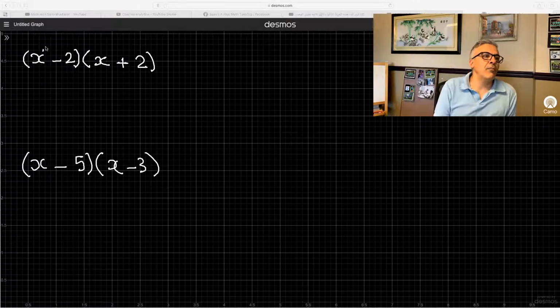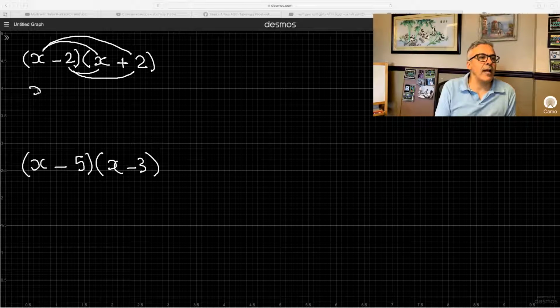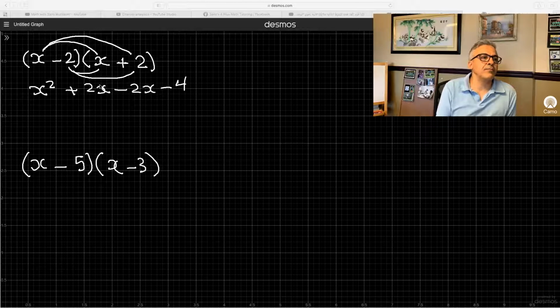So all of us remember that when we foil, we take the first term here, multiply it into the first of the second brackets and in the second here. So this goes into here, into there, and then this goes into here and into there. So what we'll get is x times x, which is x squared, x times positive 2x, which gives me plus 2x, and then negative 2 times x, which gives me negative 2x. And we have negative 2 times positive 2 gives me negative 4. Now collect like terms. This and this will cancel because they're positive and negative, and we end up with x squared minus 4. So that's the first one.